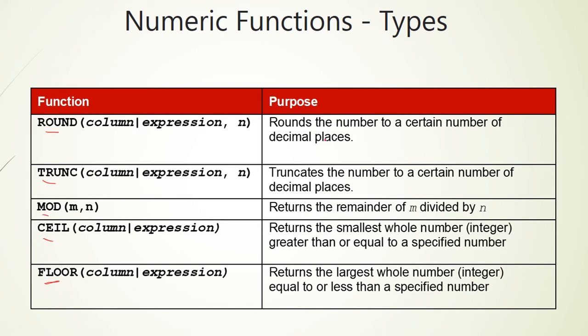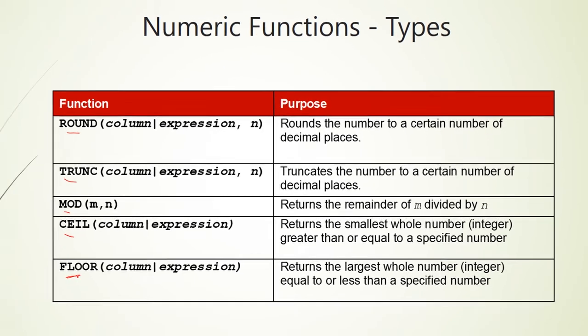Round rounds the number to a certain number of decimal points. The trunc function is used to truncate the number to a certain number of decimal points. The mod function takes two arguments and returns the remainder of m divided by n. CEIL returns the smallest whole number or integer greater than or equal to a specified number. Floor returns the largest whole number or integer equal to or less than the specified number.